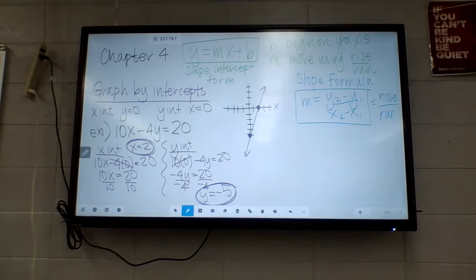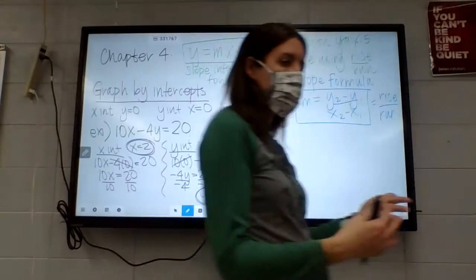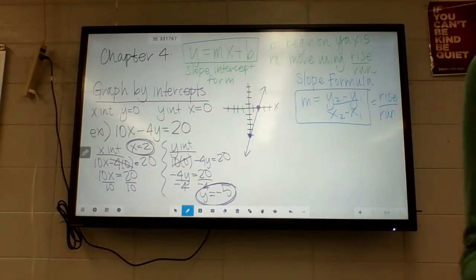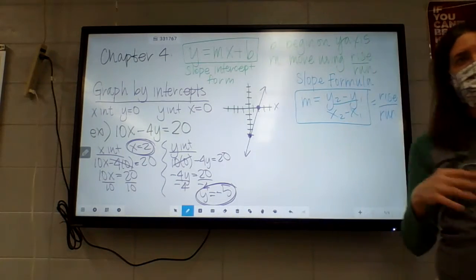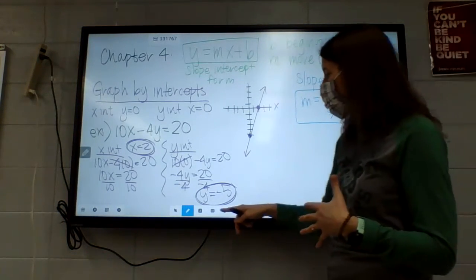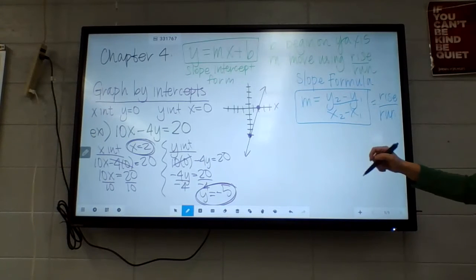Now I want to talk with you guys about 2 specific types of lines that come up, and I know some of you guys ran into them. You'll find them on the homework if you go that far. That is vertical and horizontal lines. So remembering the difference between these two.